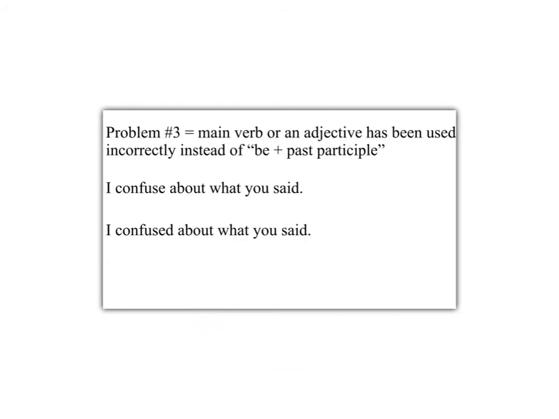Problem number 3 is that the main verb or an adjective has been used incorrectly instead of be plus past participle. Okay, so what does that mean? Let's look at these 2 examples. "I confused about what you said." "I confused about what you said." Both of these are incorrect. Both of these are using confuse when it should be used with be and a past participle.